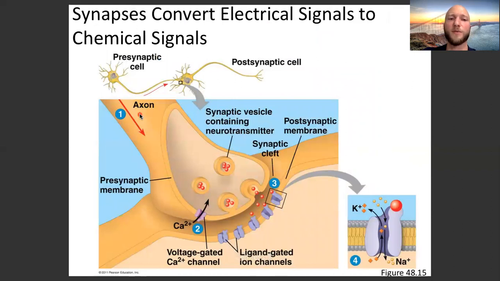So this is what I was talking about before. Your presynaptic cell is going to send an electrical signal down the axon. When it gets to the end of that axon to the synapse, it's going to turn that electrical signal into a chemical signal. Those neurotransmitters are going to be released into the synaptic cleft or the synapse. Those neurotransmitters are going to diffuse across the synaptic cleft and interact with receptors on the other side on the postsynaptic cell and cause a change on the postsynaptic cell.